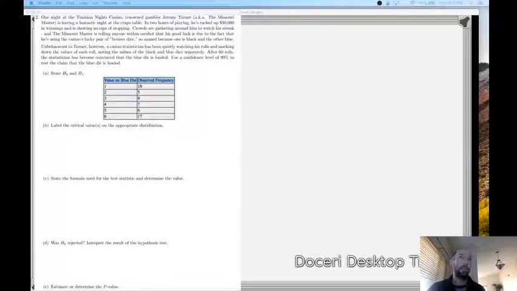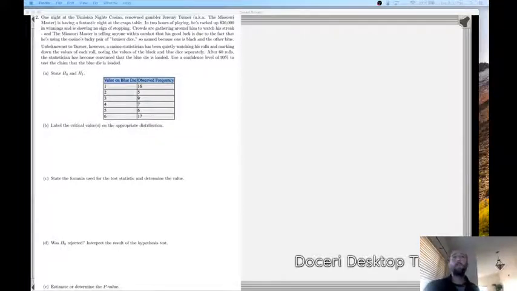Unbeknownst to Turner, however, a casino statistician has been quietly watching his rolls and marking down the values of each roll, noting the values of the black and blue dice separately. After 60 rolls, the statistician has become convinced that the blue die is loaded. Use a confidence level of 99% to test the claim that the blue die is loaded.